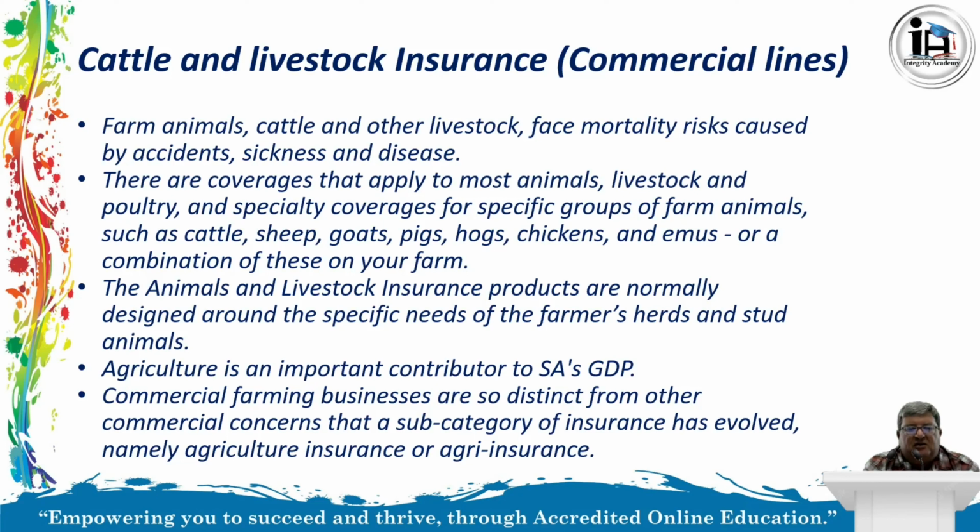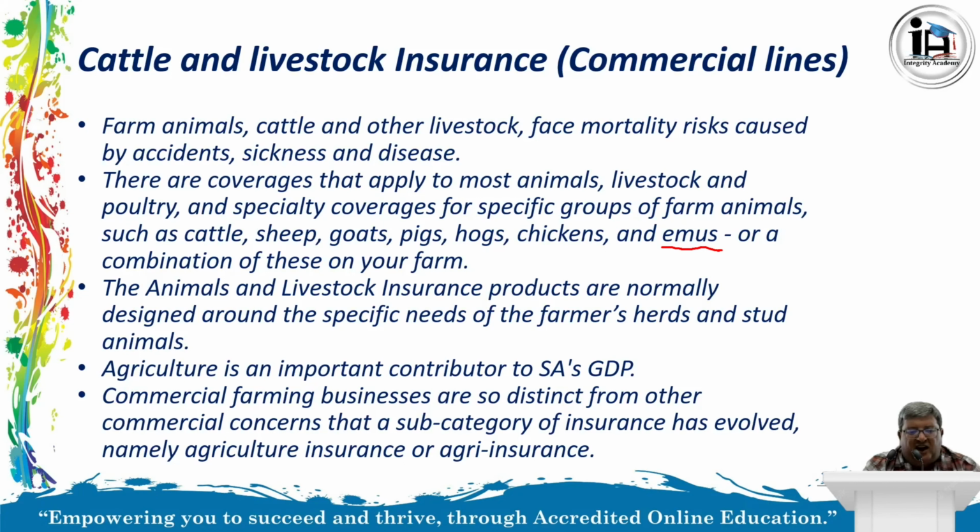There is coverage that applies to most animals, livestock, and poultry, and specialty covers for specific groups of farm animals, such as cattle, sheep, goats, pigs, hogs, chickens, and emus, or a combination of these on your farm. Now, for you who don't know what emus are, you can go and Google it. It looks like an ostrich. It's just much shorter and smaller, but it's basically also a two-legged bird like an ostrich.